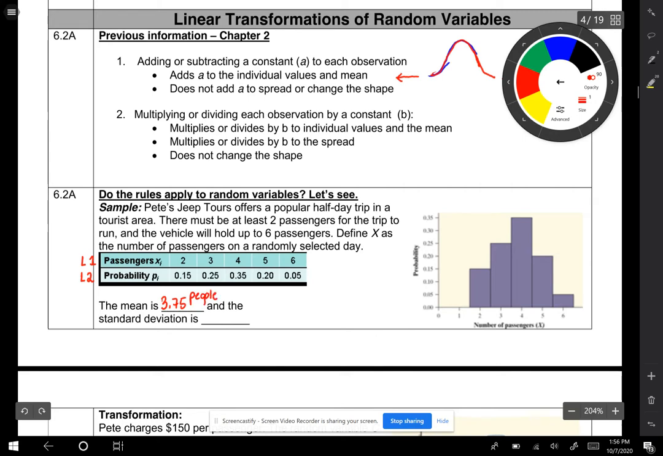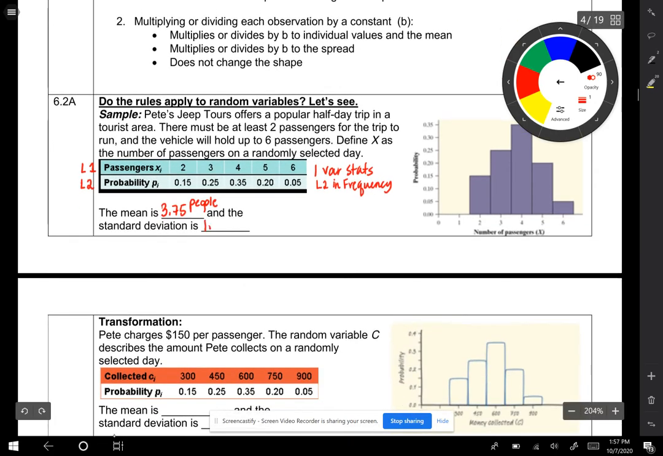But if you had a calculator, of course, you want to use it. So enter your passengers in list 1 and your probabilities in list 2, and then go to stat, go to calculate, and do one variable statistics. And you want to put L2 in your frequency. And the mean and the standard deviation will be given to you. And the standard deviation is 1.09 people. And this is just the original distribution, so we haven't even done a transformation yet.